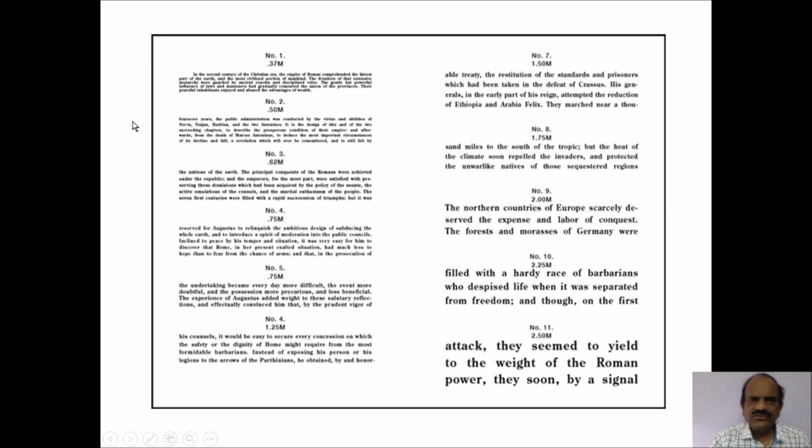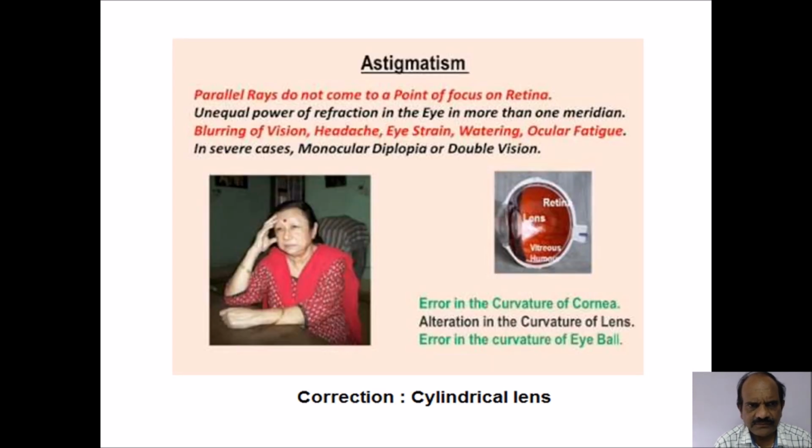This chart has to be read at a distance of 30 to 35 centimeters. By using this chart, we can determine the refractive errors for far vision and near vision.